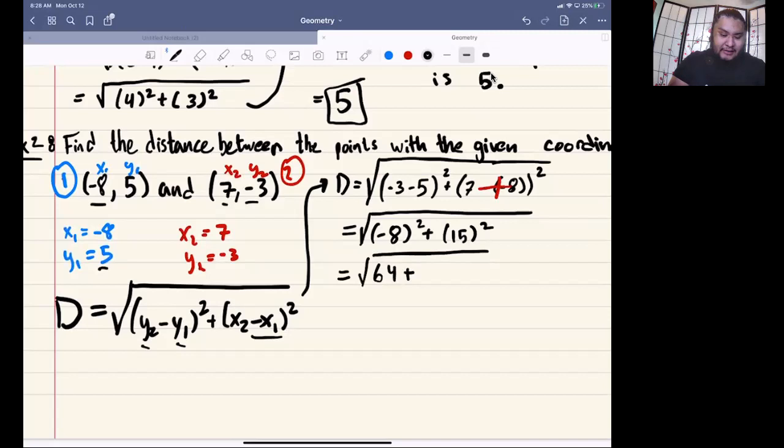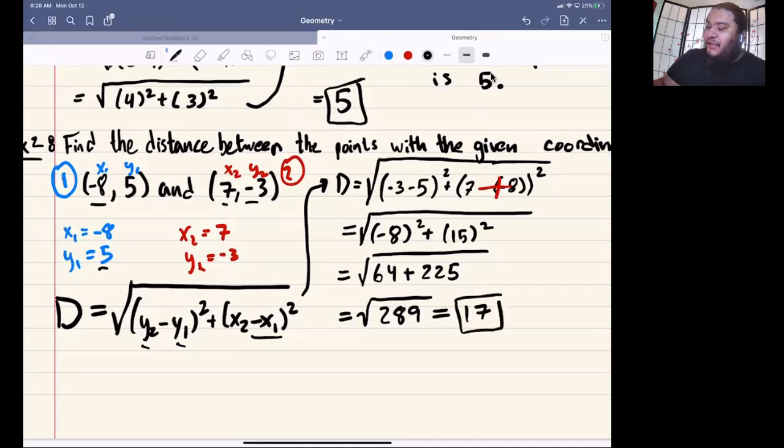So let me get a calculator. 15 times 15 equals 225. And so that plus 64 is going to be the square root of 289. We can leave our answer like this, but let's see what the calculator says is the answer, which is actually a perfect square, which is 17.